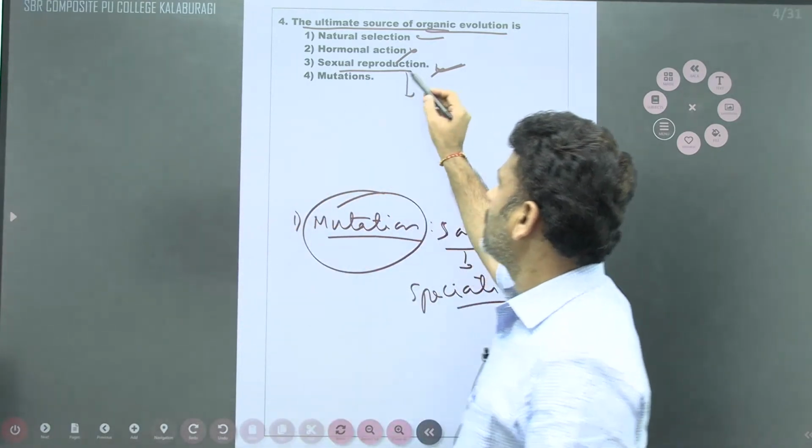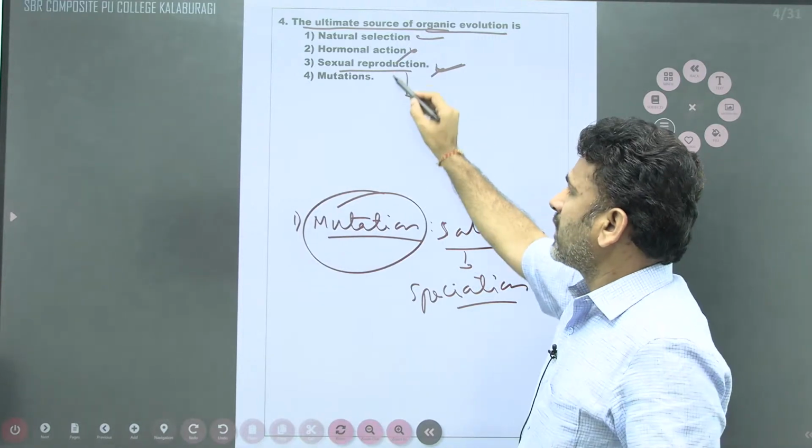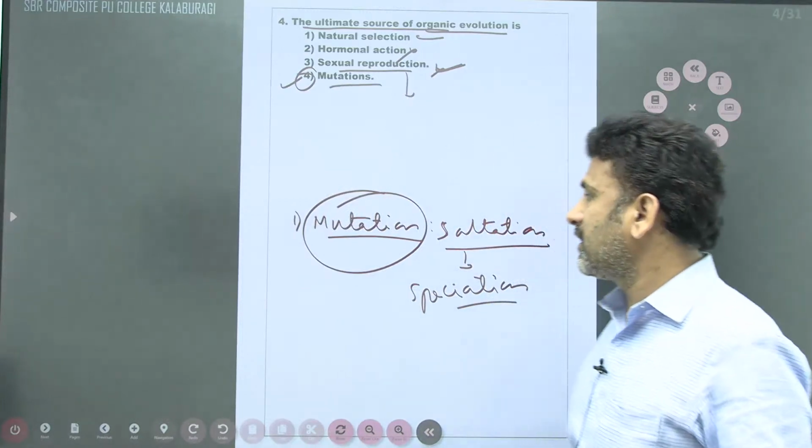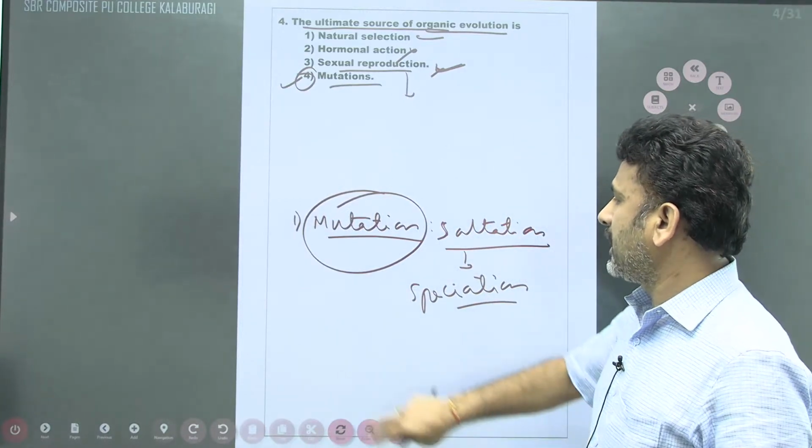So that's why this is not correct. So the option is the fourth one. The fourth one is the exact answer for this ultimate source of organic evolution.